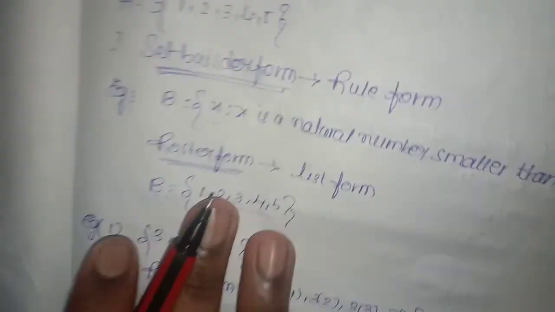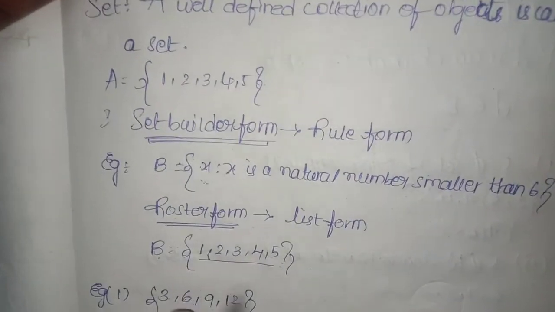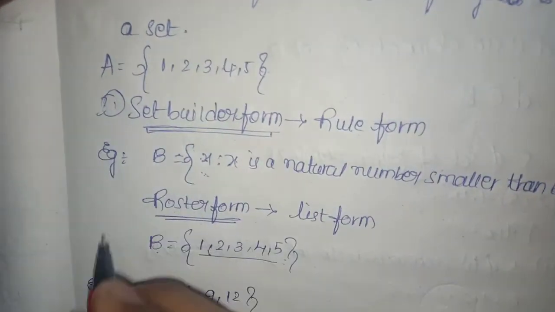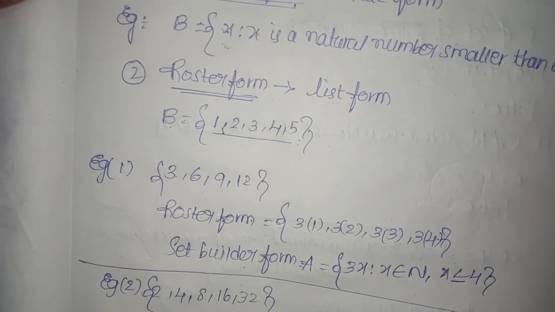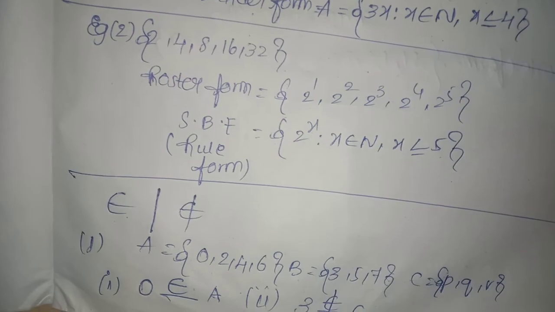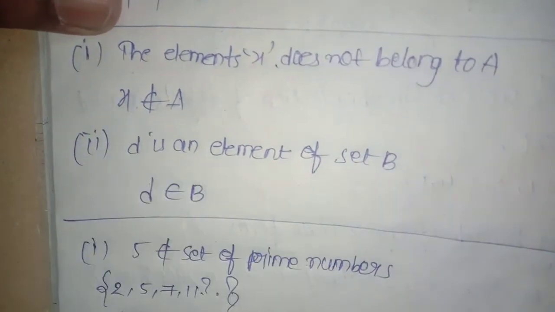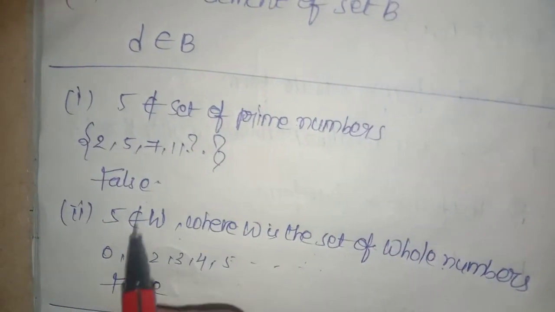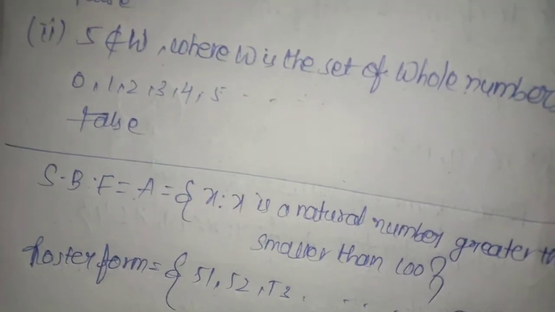So today I have discussed the sets chapter introduction. A set is a well defined collection of objects, with examples. A set is expressed in two forms: set builder form and roster form, and how to convert roster form into set builder form and set builder form into roster form. Also the belongs to and not belongs to symbols, where sentences are given and we write them in symbol form, and sentences are given and we say either true or false. Today we have learned about this.